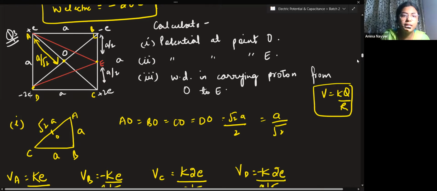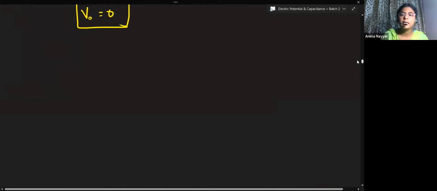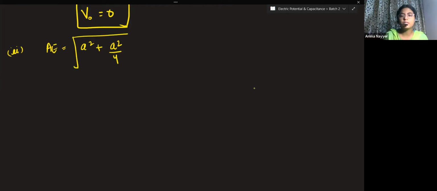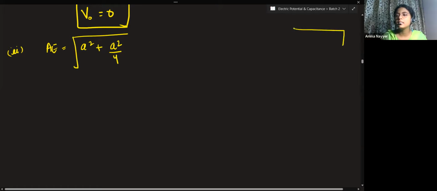So if we find out AE, the second part, AE will be equal to what? One side was A, so it will be A square. The other side was A by 2, BE was A by 2. So this becomes A square by 4, all under root. This is your Pythagoras theorem. What was our triangle? This was A point, this was E point, this was B point.